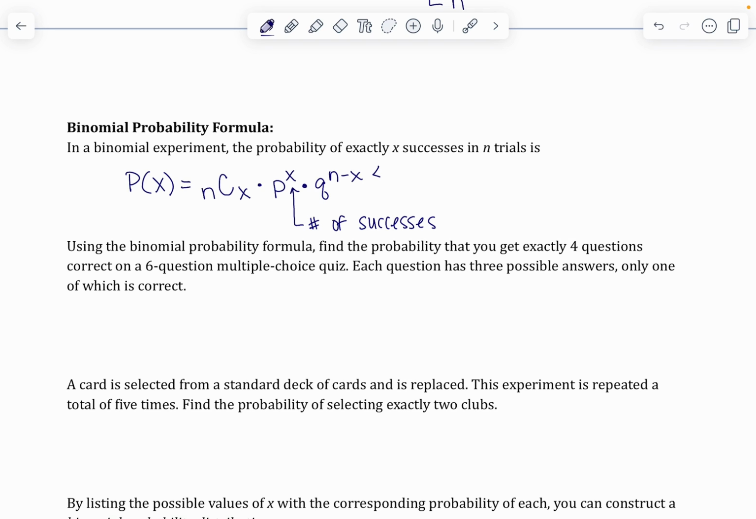Our exponent on our q is the number of failures. Sometimes thinking about it like that helps remember the formula. I will give it to you, but it helps make sense of it.